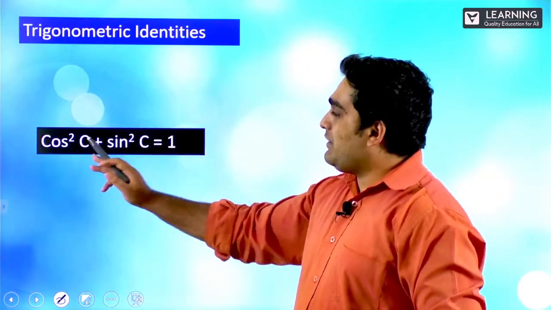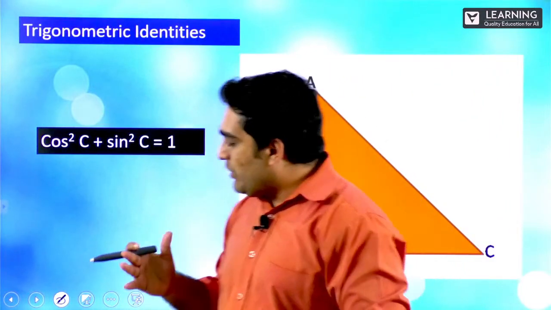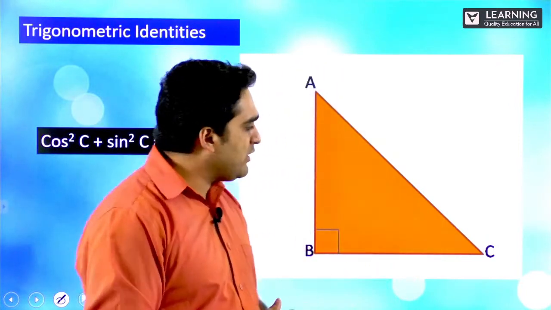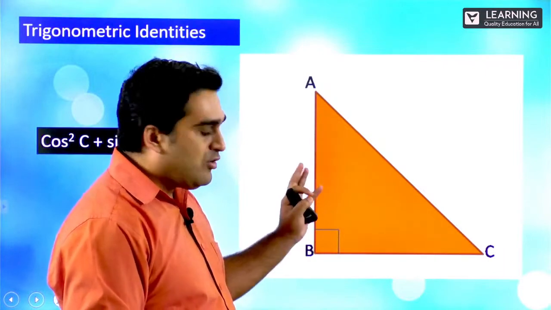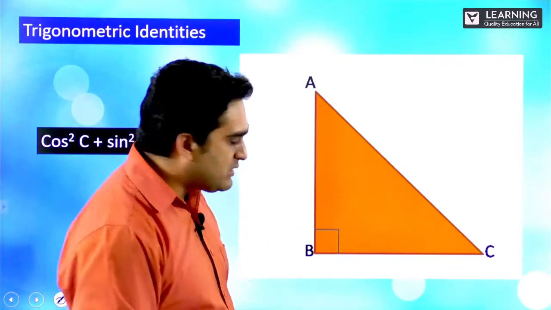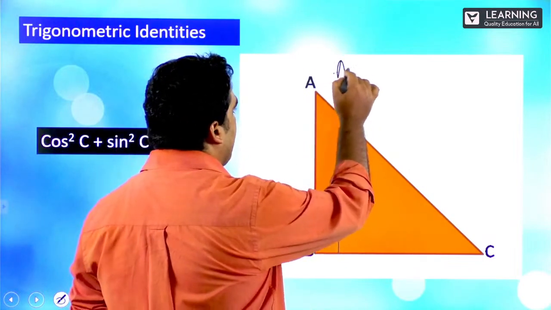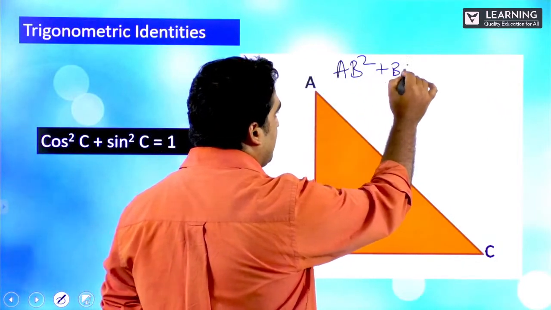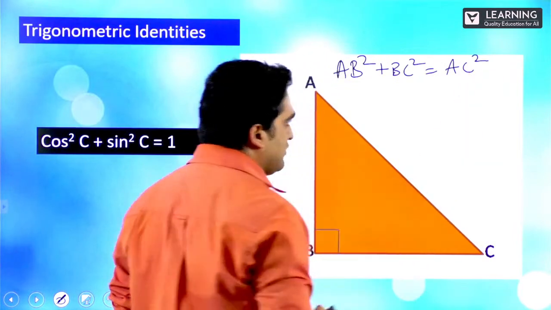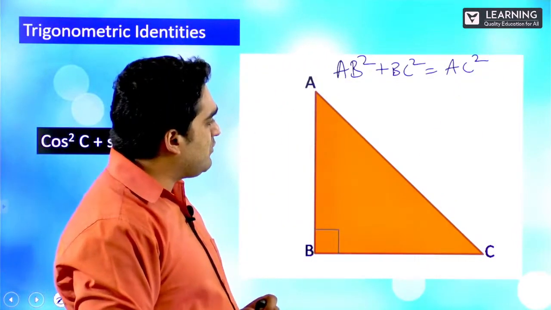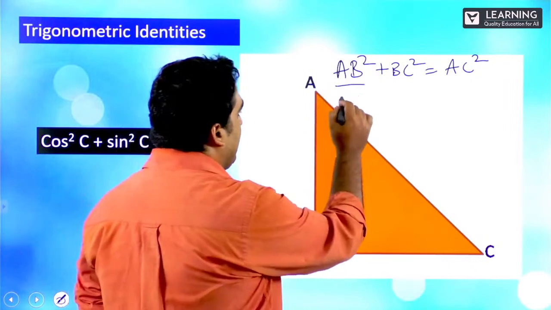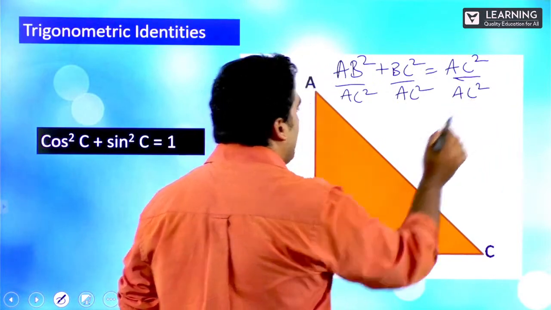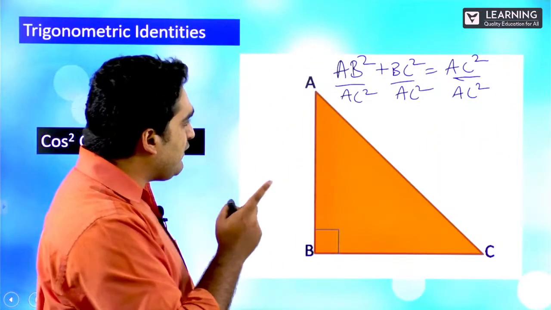All right, trigonometry identities. How do we prove that this given identity is true? Now, here's what you can do. We have a right angle triangle. To this right angle triangle, we apply Pythagoras Theorem. What is Pythagoras Theorem? The sum of the squares of the two sides is equal to the square of the hypotenuse. Now, to these three sides, I will divide them by AC square, AC square, AC square, and AC square.